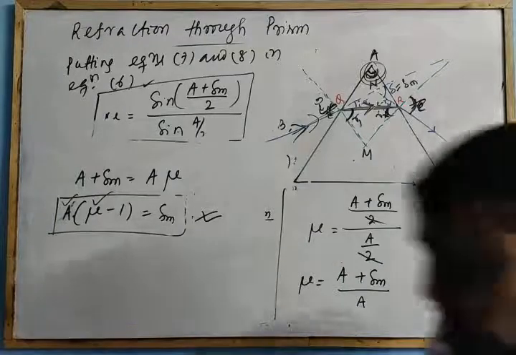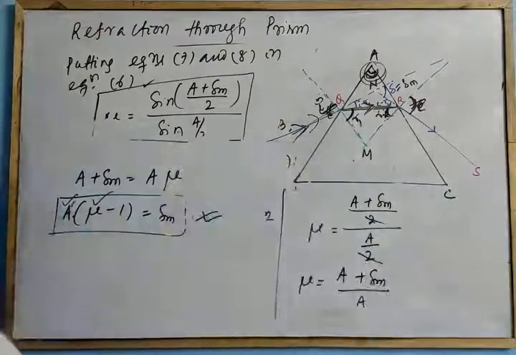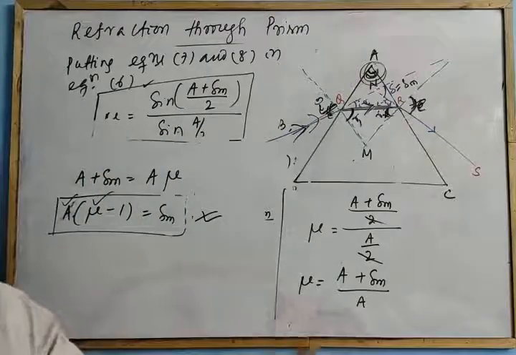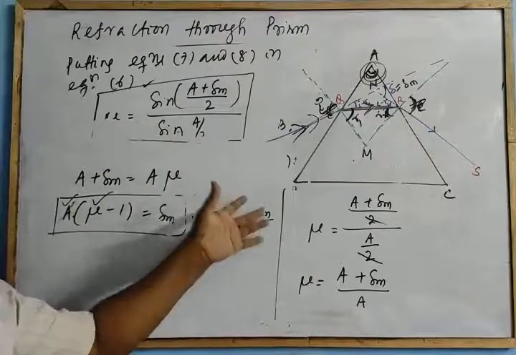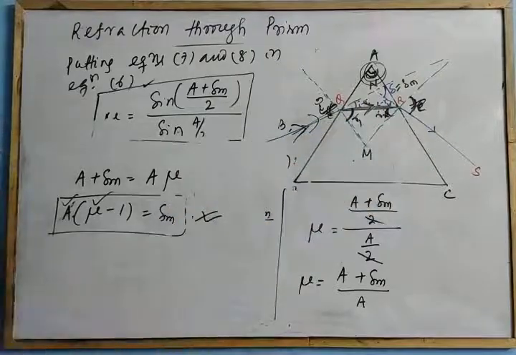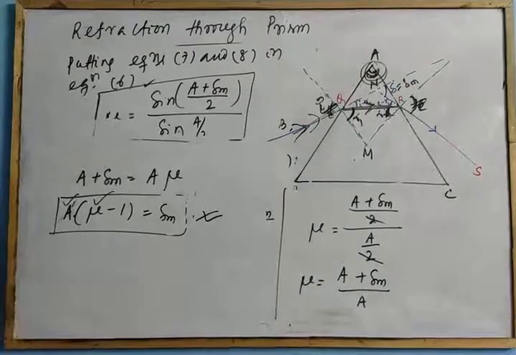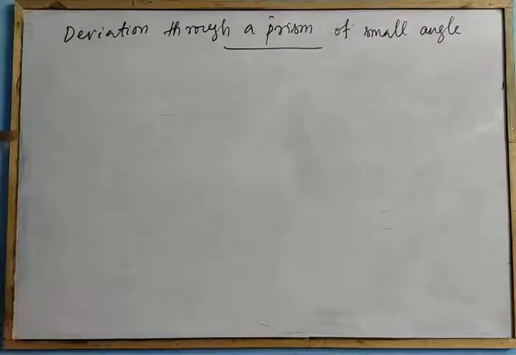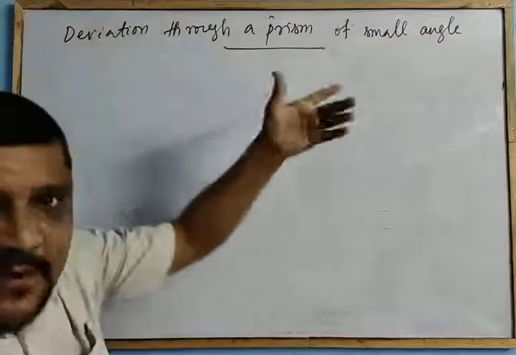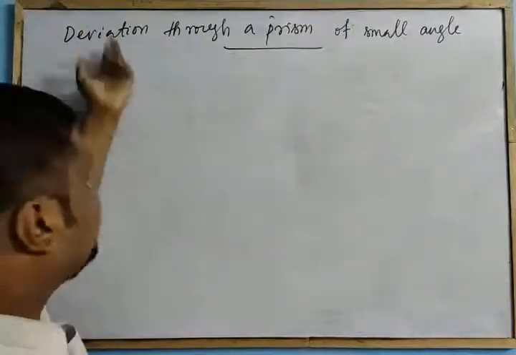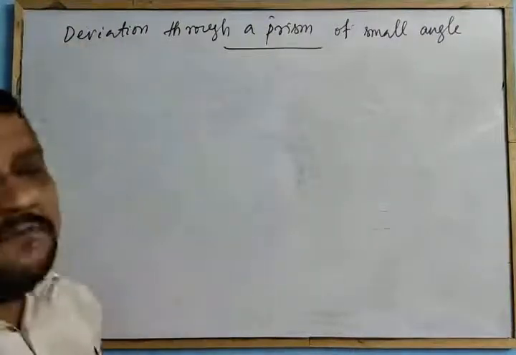Clear? By that also you can derive this relation by using another way. Another way we will find the angle of deviation for a small angle prism. I will derive that expression what I have derived right now for thin prism again in another way. Deviation through a prism of small angle.